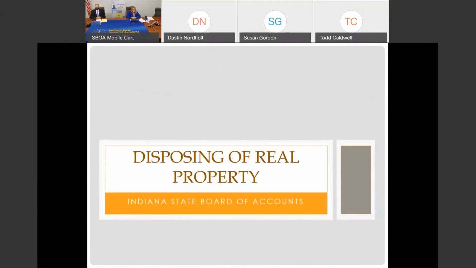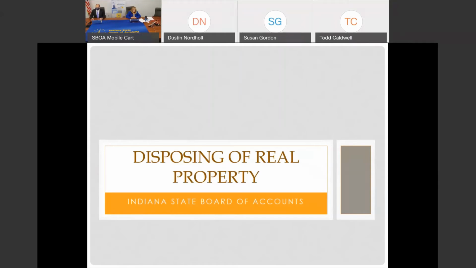But now we're going to switch gears and we'll talk about disposing of real property. The main goal of this is to make you aware of what the various requirements are and the information that we need for audit. The process of disposing of real property is a function of counsel as a disposing agent.